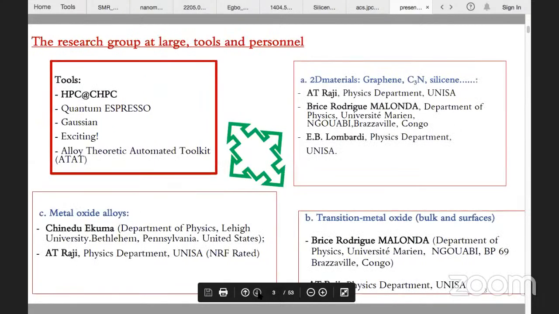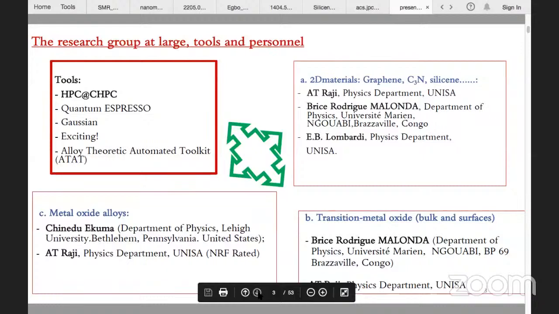Now, an overview of the group. As I said, we are interested in quite a number of solid-state materials, 2D materials, metal oxide alloys, and transition metal oxides. But we are interested in the bulk and the surfaces. Our collaborators are spread all over South Africa, in Congo Brazzaville, and in the United States. So we have a number of projects, as I've said.